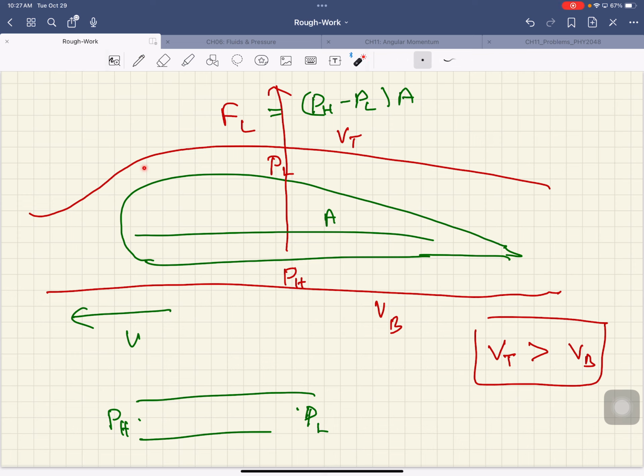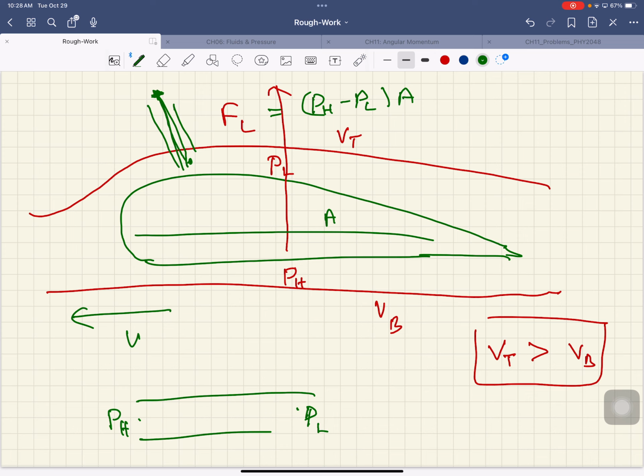Air is flowing faster here, and now you can insert another fluid here because the pressure here is low, and if the pressure is high, that fluid will flow in here. The pressure is higher here and pressure is lower here.